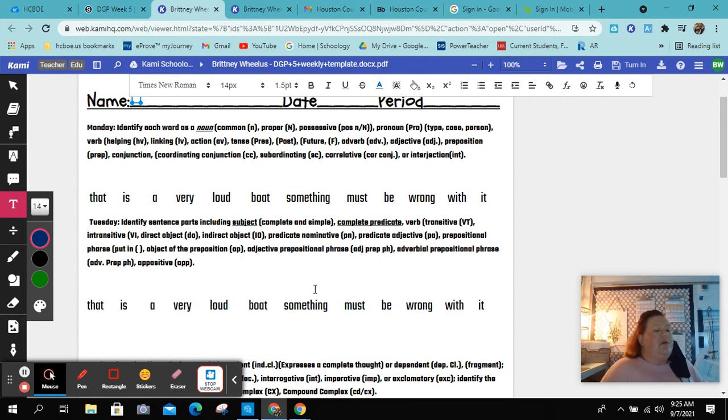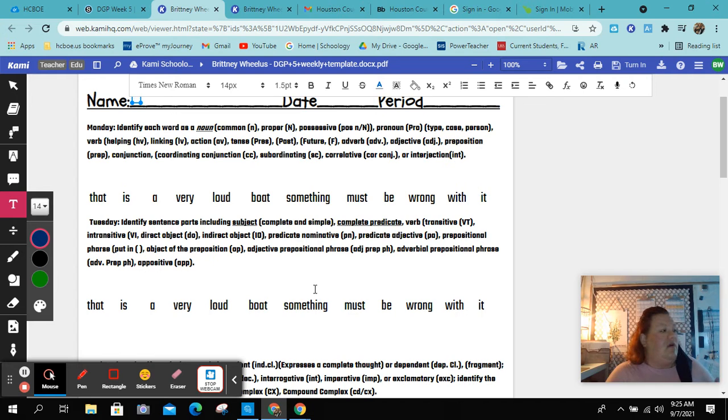Okay, so what you are going to do with this sentence is just like what you have done in 6th grade and in 7th grade, in my class in 6th and Mr. Harris's class in 7th, okay? The only difference is we're typing it instead of handwriting it, okay?